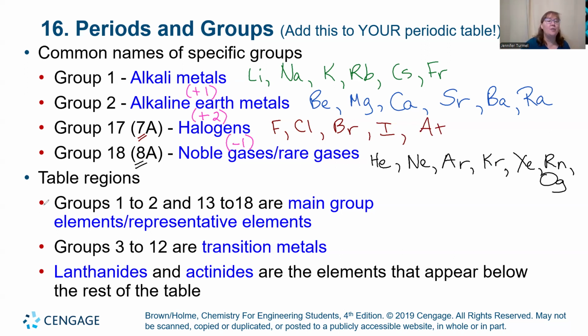Now we have some different regions here. You'll notice groups 1 and 2 and 13 to 18 are what we would call main group. So this is our S block and P block, and we'll talk more about those later.